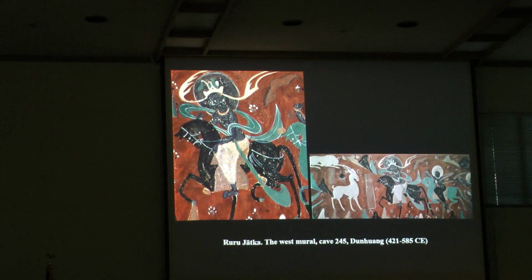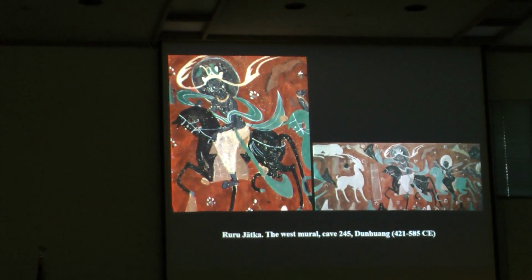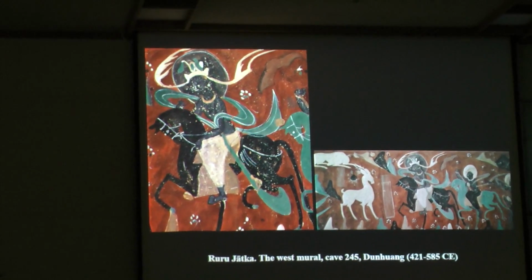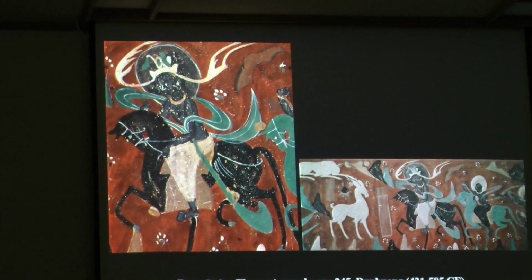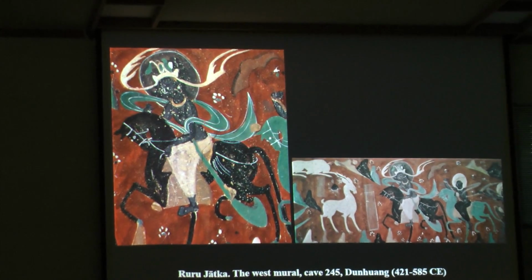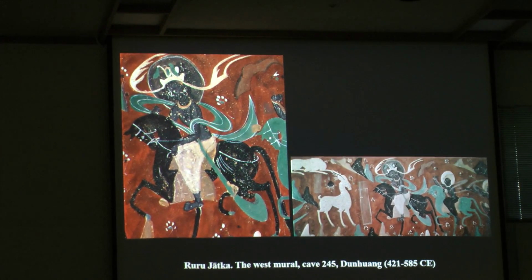The painting narrating the Ruru Jataka, or the tale of the deer of nine colors, in the west mural of cave 245 has the image of a king on horseback going in search of the deer, wearing fluttering ribbons attached to the crown. The composition of the horse and the king with the flying sashes, synchronized with the floating ribbons, are remarkable artistic achievements.